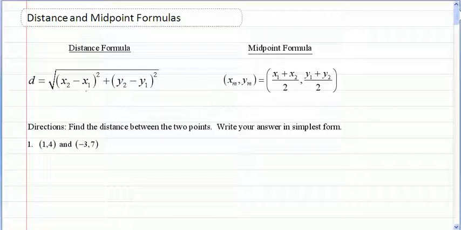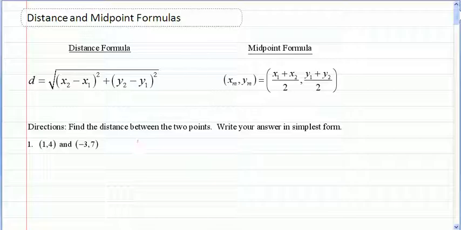So in both formulas, you'll notice these little 2's and 1's. These are called subscripts. So we have x sub 2, x sub 1 in the distance formula, y sub 2 and y sub 1. And then in the midpoint, we have the same thing, x sub 1, x sub 2, y sub 1, y sub 2. And then at the beginning of the midpoint formula, we have x sub m and y sub m. So the 1's and 2's just represent the first and second points.